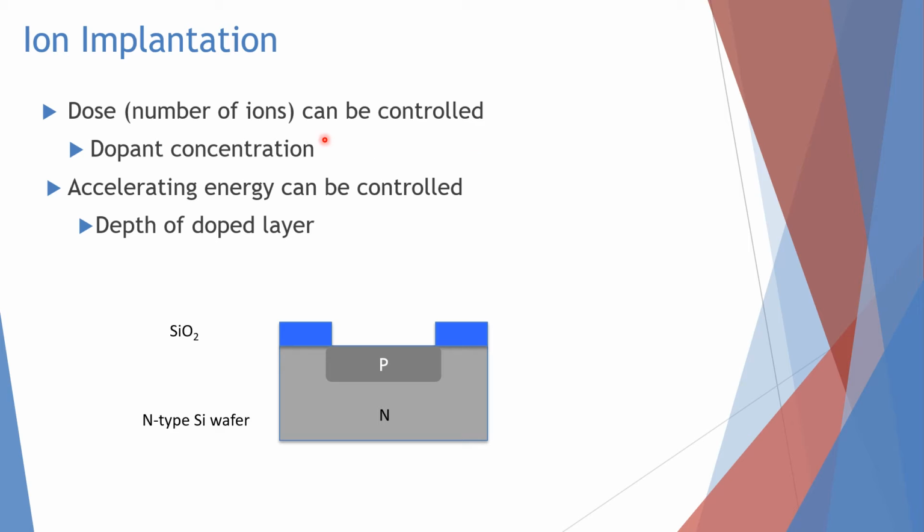So this one can be controlled by the dopant concentration. As for the accelerating energy, it can control the depth of the doped layer. So as I've mentioned previously, we can control the accelerating energy so that when the ion enters, it can stop and rest where it's supposed to be. So that it's not going into the N area, it will rest on the P area that we want.